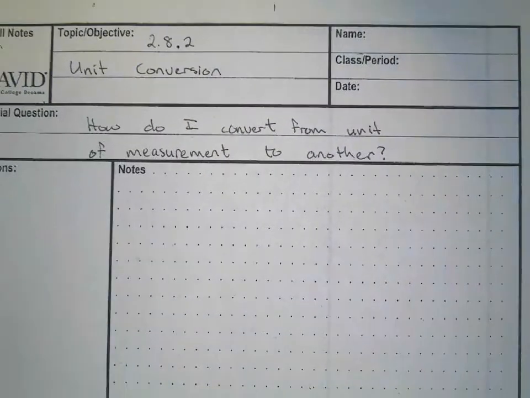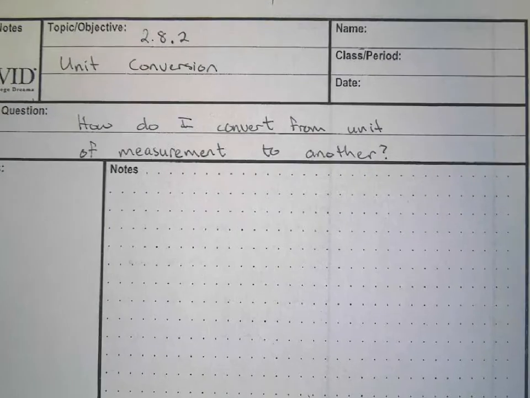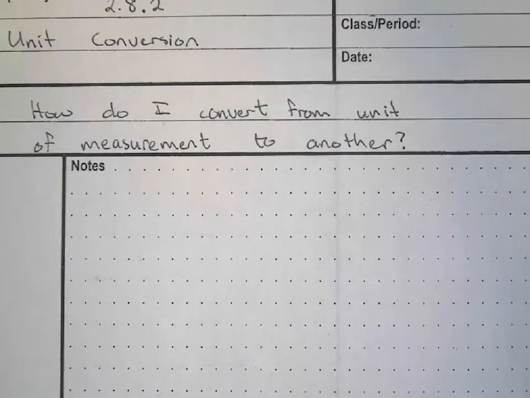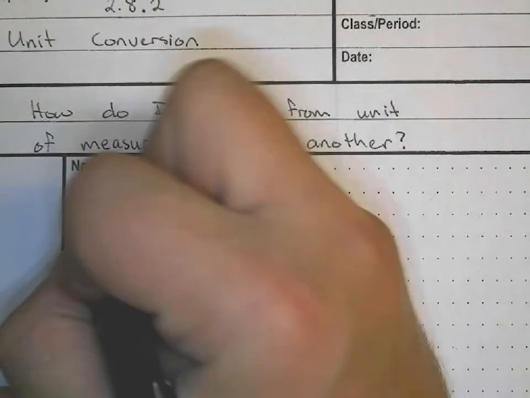And what that's simply asking is, how am I going to convert from feet to meters? How am I going to convert from miles per hour to feet per second? And other examples such as that. So first we'll need some vocabulary.